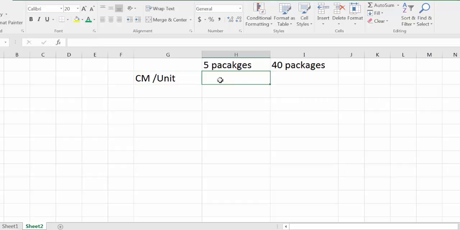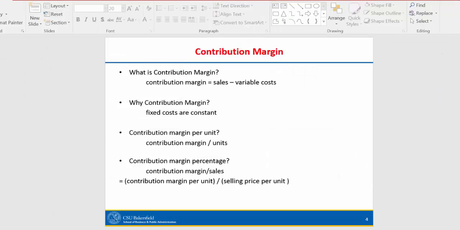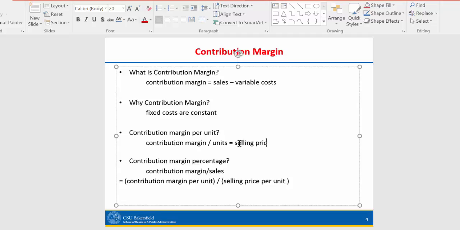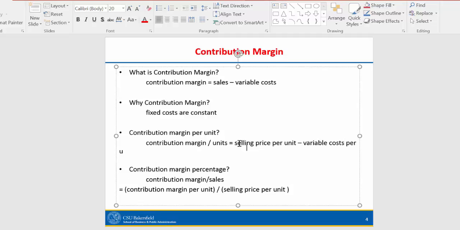The formulas you can think about, sorry, I think there is a typo here. If you go to slide 4, the contribution margin per unit is right here. One way you can do is use the contribution margin divided by the number of units being sold. There is a second formula you can also apply, actually it's preferred: selling price per unit minus variable costs per unit. So I'm going to put an enter here.